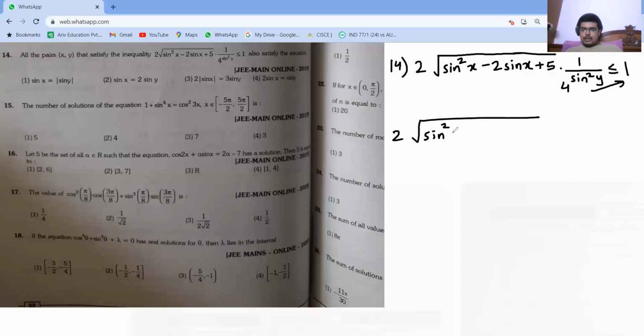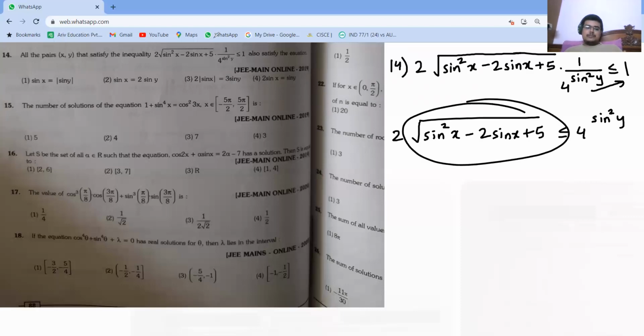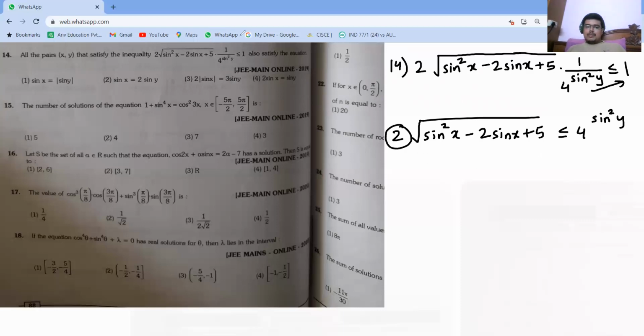Perfect. So we'll get less than equal to 4 raised to sin square y. Now Sir, what should we do? We'll take log. Log, so that sin square y comes down, but then this LHS will be a mess. We won't take log. We can do one thing: divide this by 2 there.